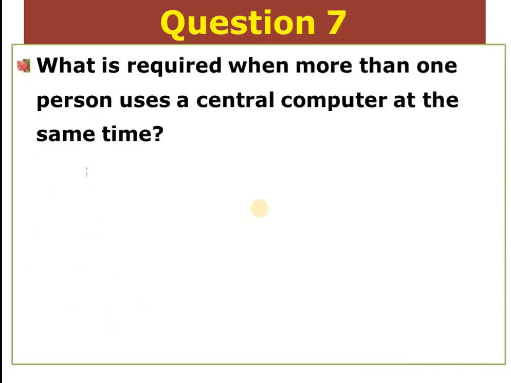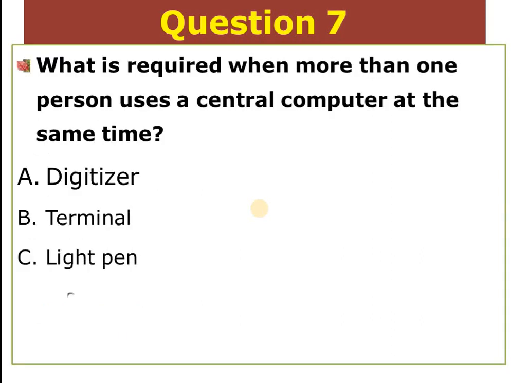Question number 7. What is required when more than one person uses a central computer at the same time? If you want to use a central computer at the same time, one is required among these given alternatives: A. Digitizer, B. Terminal, C. Light pen, D. Mouse. The answer is B. Terminal is the answer.